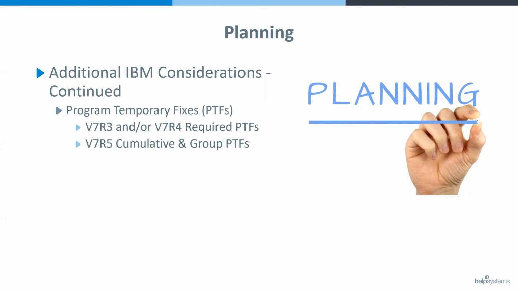Additional, even further IBM things we need to consider. So we need program temporary fixes, and we need them really for two pieces. So the partition that we're going to be upgrading, so that partition is at V7R3 or V7R4. There are some required PTFs that need to be installed on that partition in order to have a successful upgrade. And then there's also the cumulative group PTFs for V7R5 that we would want to load and apply after doing the operating system upgrade itself.